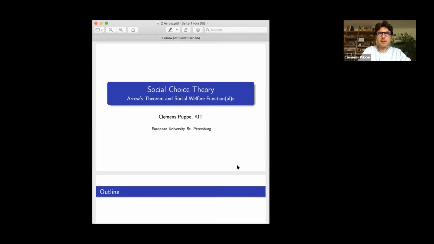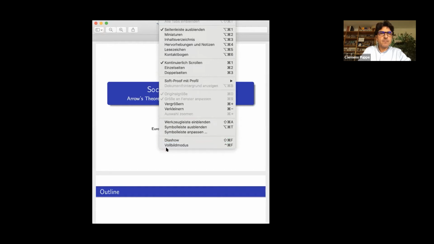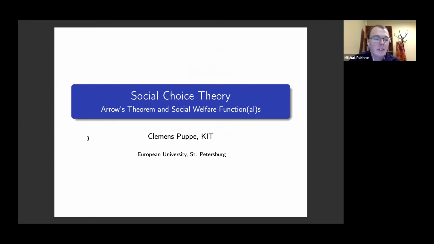Here it is. Now I open that. So hopefully now you can see this slide set, and I will do the full screen mode. So do you see in full screen mode social choice theory, Arrow's theorem, and social welfare functions? Yes. Very good. So this is then the next topic.